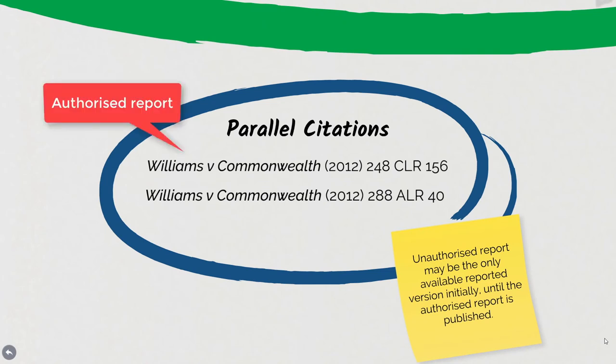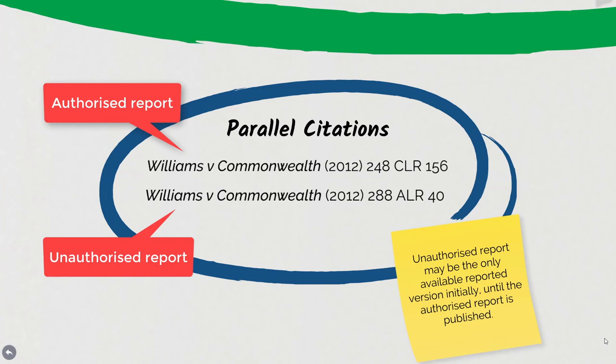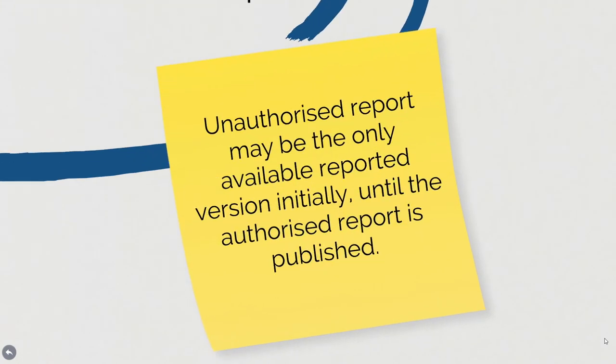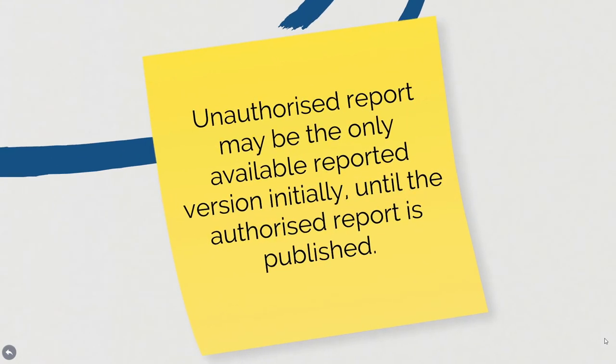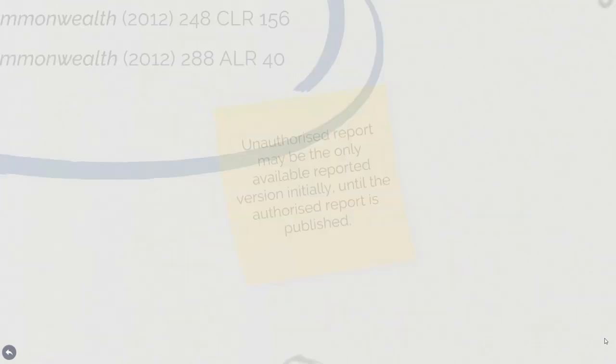Authorised reports take longer to publish than unauthorised reports, due to the additional time it takes for the court to review the judgment. As a result, an unauthorised report may be the only reported version initially available, until the authorised version is published.